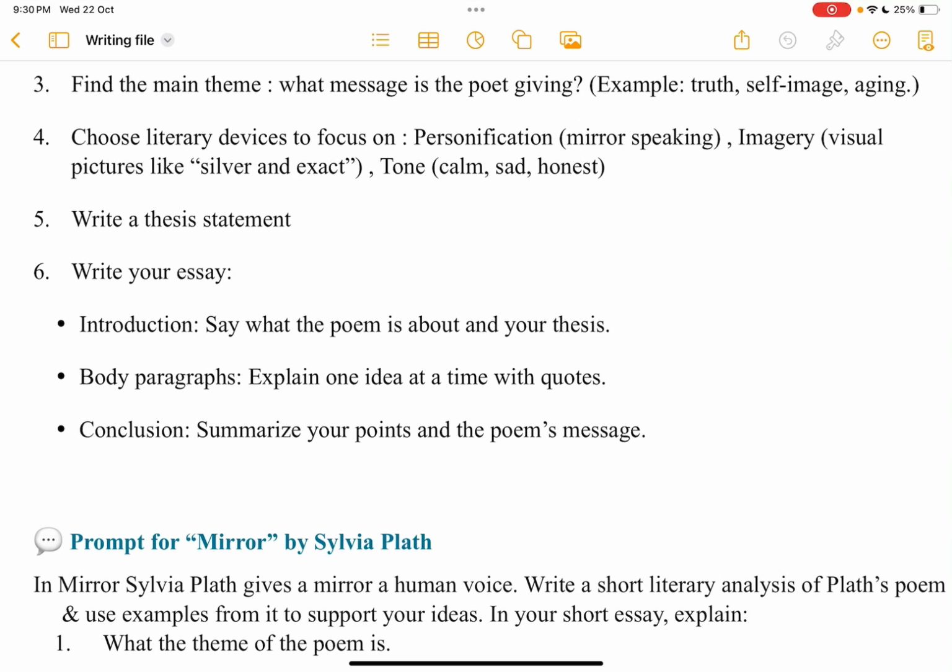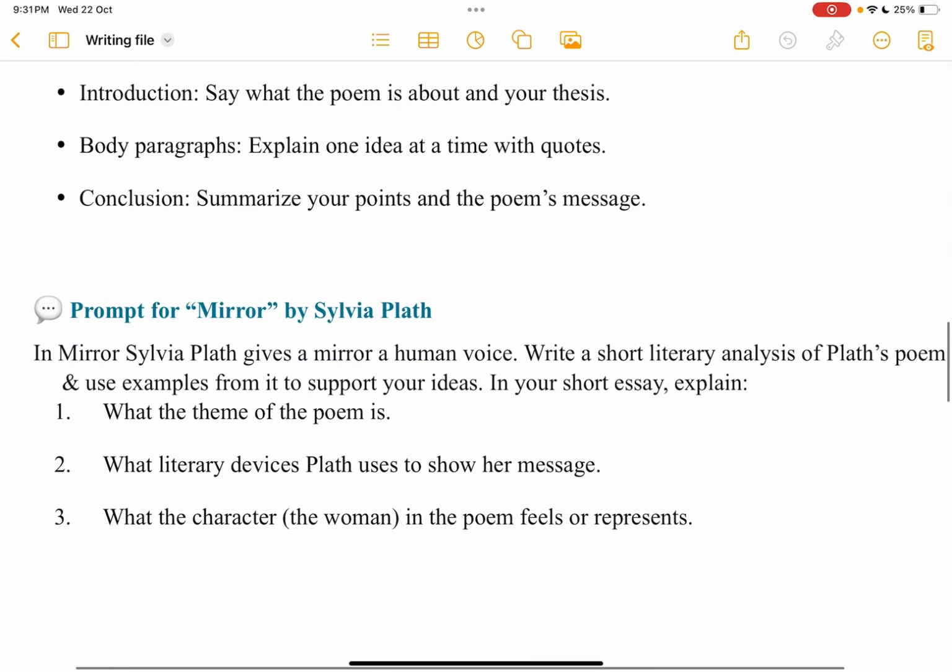Then, of course, we're going to follow the same template for an essay, which is introduction, body paragraphs 1, 2, 3, and then conclusion. In the introduction, you will say what the poem is about and give your thesis statement. The body paragraphs are where you explain the main idea and use quotes from the poem itself. And for the conclusion, you re-summarize your thesis statement.